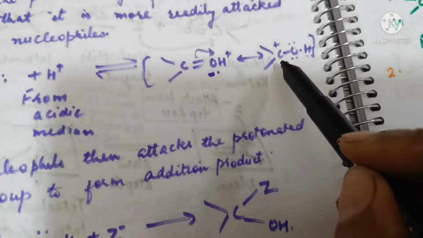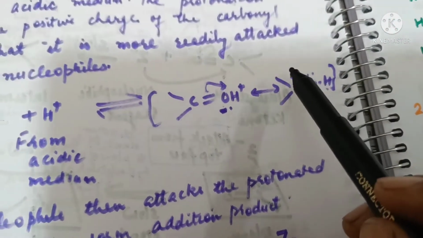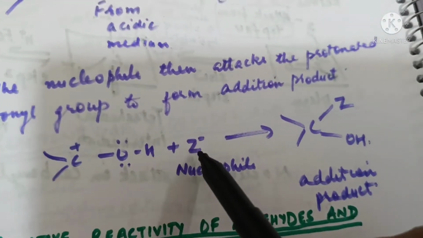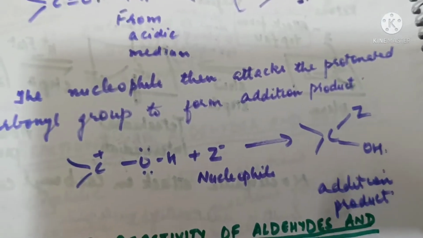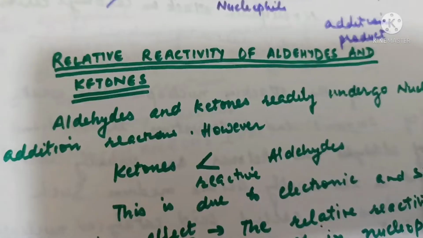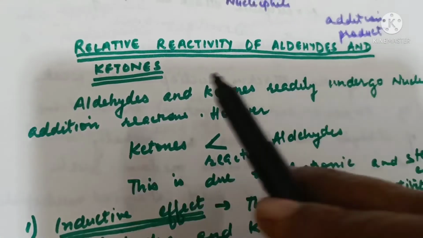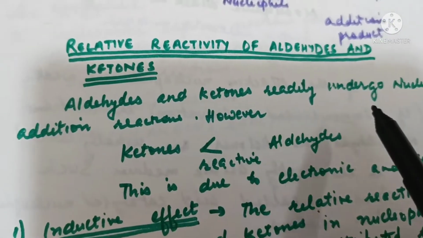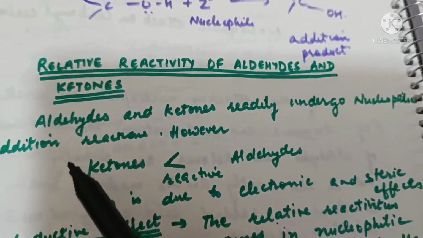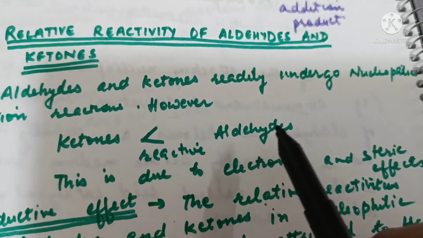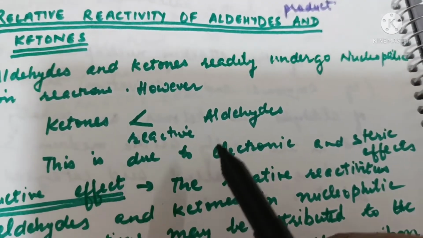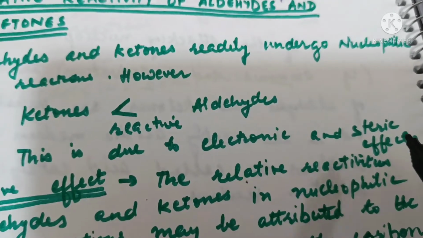Then, because the carbon atom becomes electron deficient, the nucleophile attacks this carbon atom to form the addition product. Relative reactivity of aldehydes and ketones. Aldehydes and ketones undergo nucleophilic addition reactions readily, but ketones are less reactive than aldehydes. This is due to the electronic and steric effects.